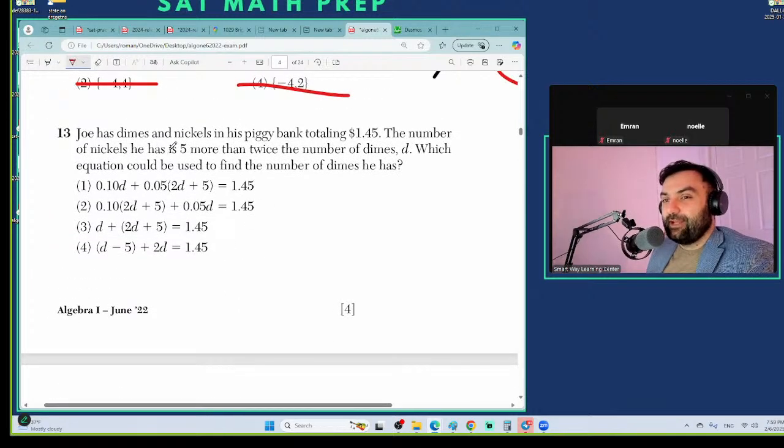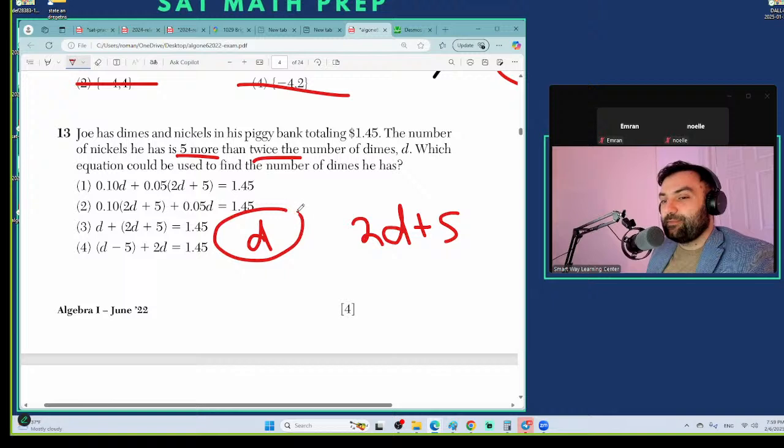So Joe has dimes and nickels in his piggy bank, totaling 1.45. The number of nickels is 5 more than twice the number of dimes. So there's going to be dimes, and the nickels is 5 more than twice dimes. So it's going to be twice dimes plus 5. 5 more is plus. Twice means 2 times. Which equation can be used to find?